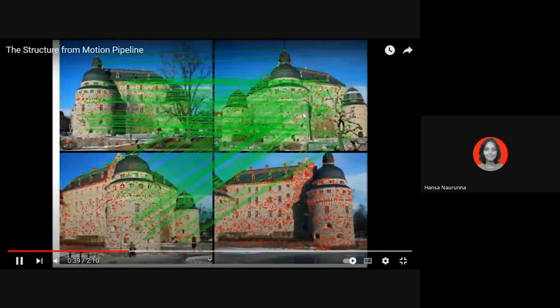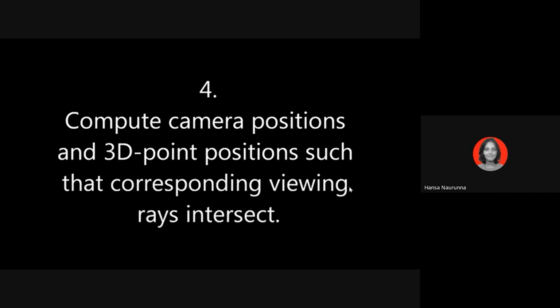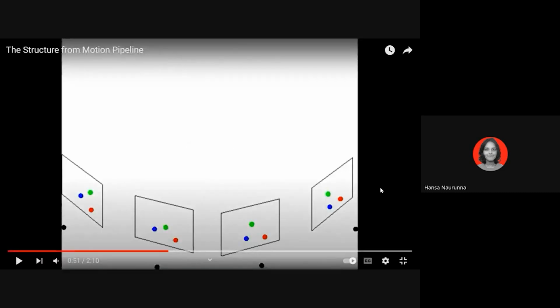So, moving on: compute the camera positions and 3D positions such that the corresponding viewing rays intersect. This video is glossing over how you'd actually calculate camera A's position and camera B's position, and going straight into multi-view stereo, but we'll go over that in a bit. Over here, it assumes that we figured out where the cameras are relative to each other from those images. That's not going to magically happen. We need to calculate it.